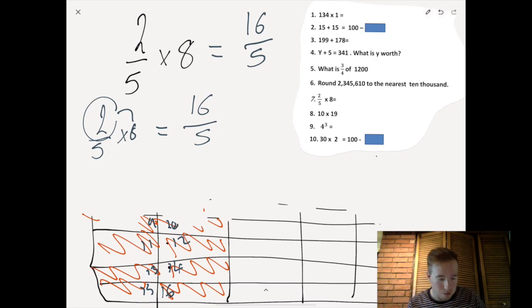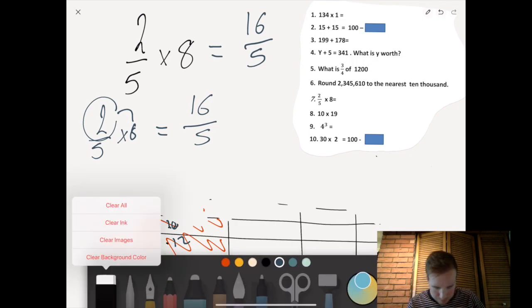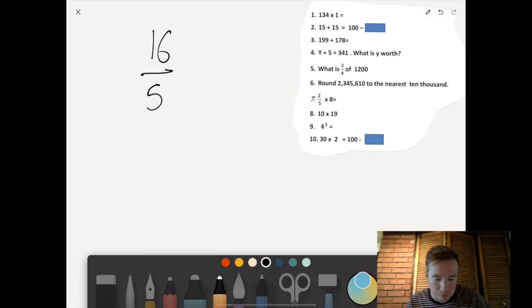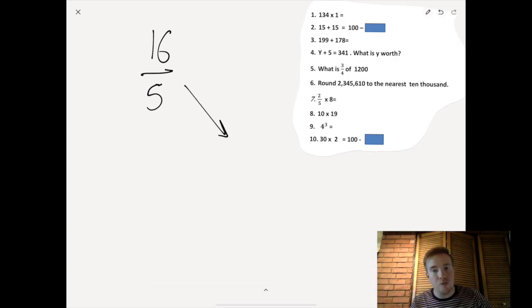Okay, so let me just clear all this ink away. So at the moment, I'm sat with the answer of 16 fifths. Okay, but we can't leave it as that because that's an improper fraction. The numerator is bigger than the denominator, which means that you've got a whole number locked away within your numerator. An easy way to do it is to count in 5s until you get as close to 16 as you can.